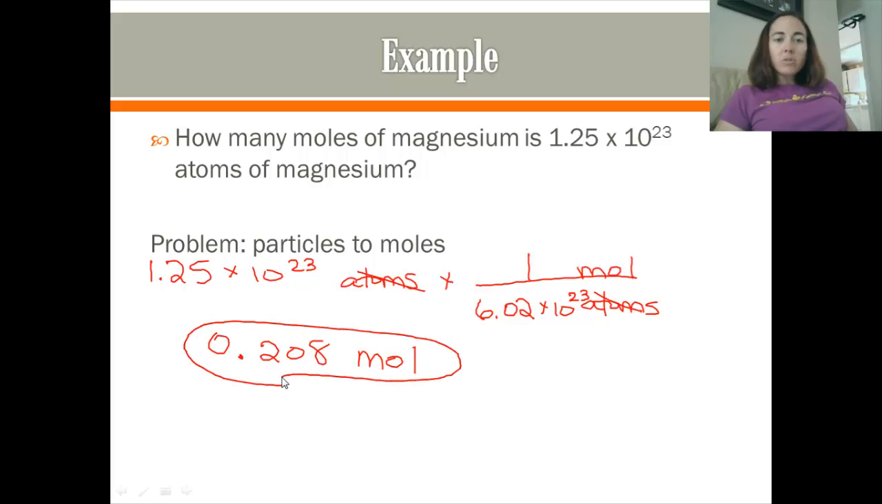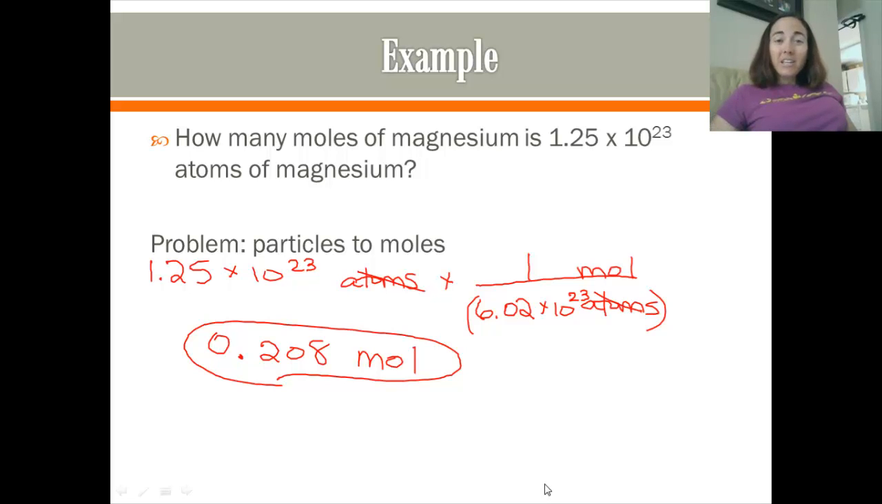0.208 moles of magnesium is the answer to this conversion. Now, if you did not get that answer, make sure that you are entering this scientific notation in your calculator correctly. You may have to put this number down here in parentheses when you enter it into your calculator. See if that works, and if you still don't get this answer, I can help you next time.